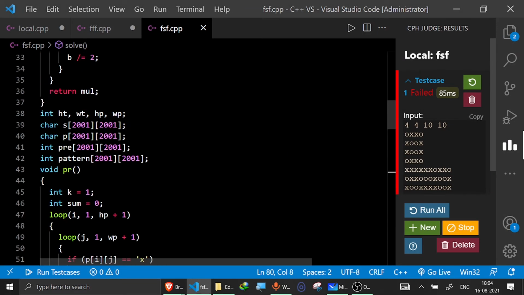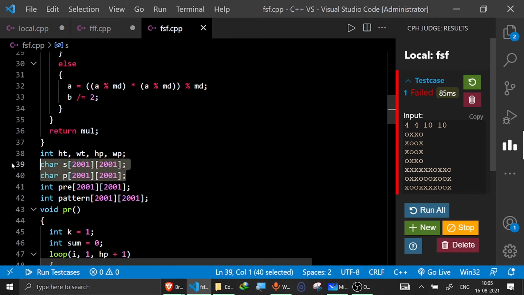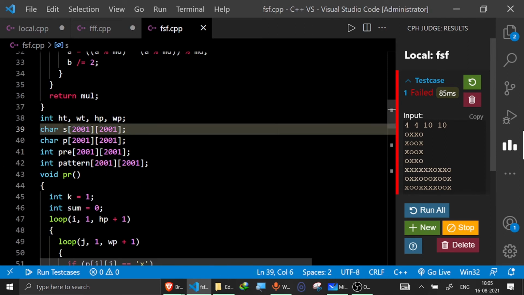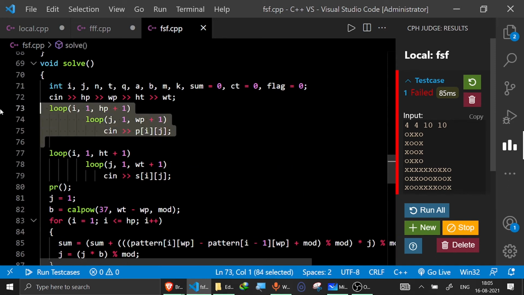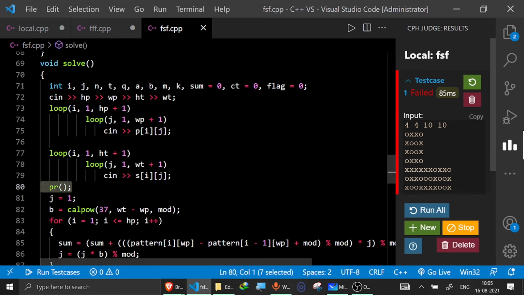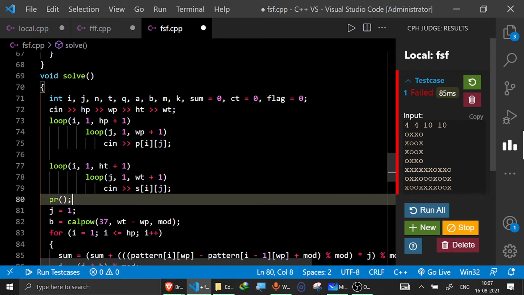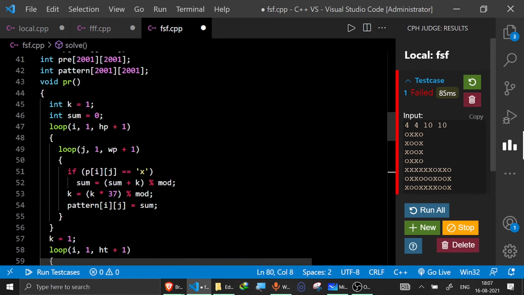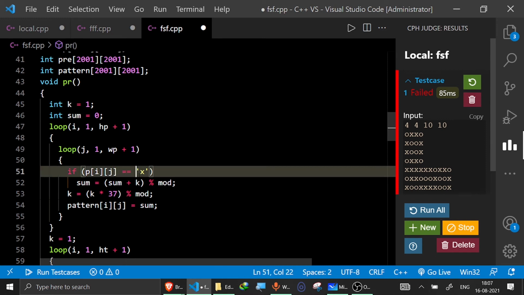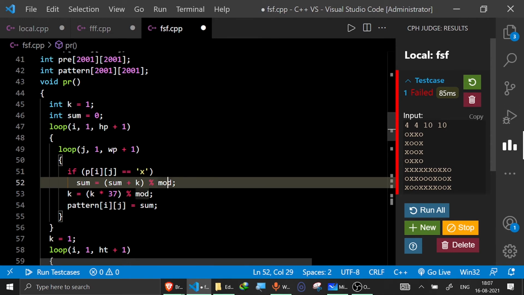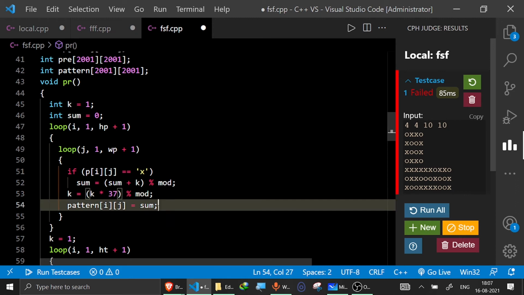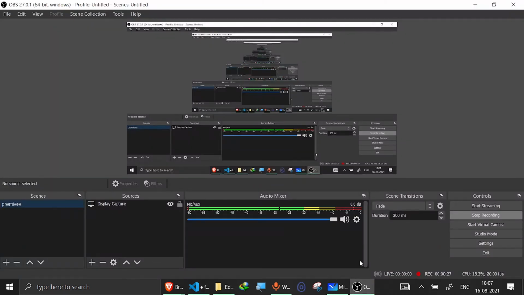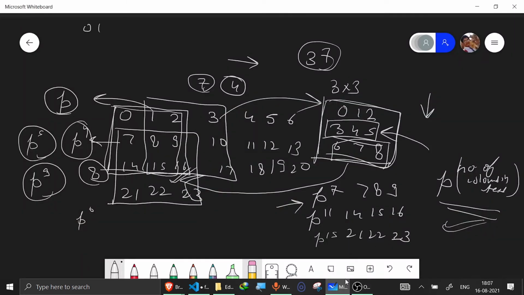So here S and P is the pattern matrix, and this is the text matrix, which is S. So I am taking, this is just a simple input. Then this PR function is used to create the 2D prefix matrix of both the pattern and the string. So any time the value X comes, I would store that in the sum value, then multiply the power of prime one time more, and then store that sum. So this pattern matrix would store my consecutive sum. So basically it's like this. So 0, 1, 2, 3, 4, 5, 6, 7, 8, 9, 10, 11.